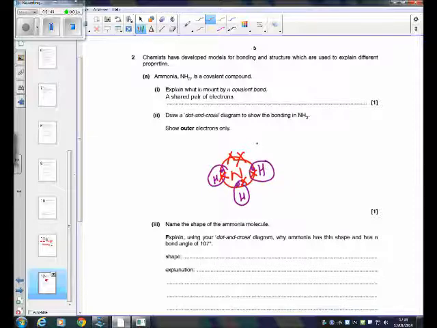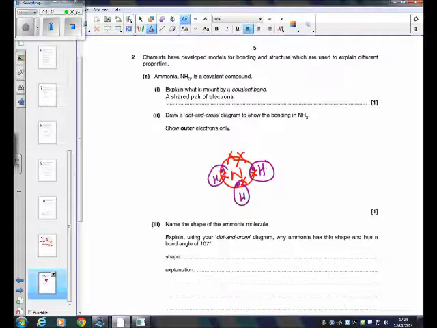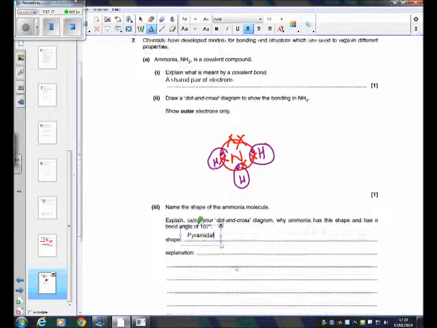So part 3. Name the shape of the ammonia molecule. Explain using your dot and cross diagram why ammonia has this shape and has a bond angle of 107 degrees. So now you need to state the shape first of all, and this shape is pyramidal. That'll get you a mark.